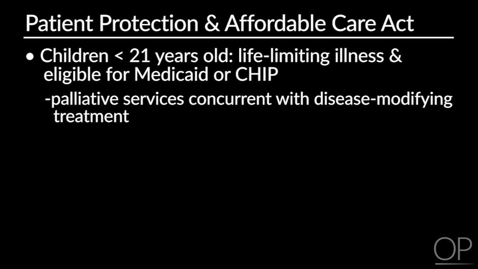Now, to qualify for this, physicians must still certify that the child is within the last 6 months of life if the disease runs its normal course. But it does remove the either-or and the sense of having to forego any disease-directed treatment and still have the support in the home of hospice.